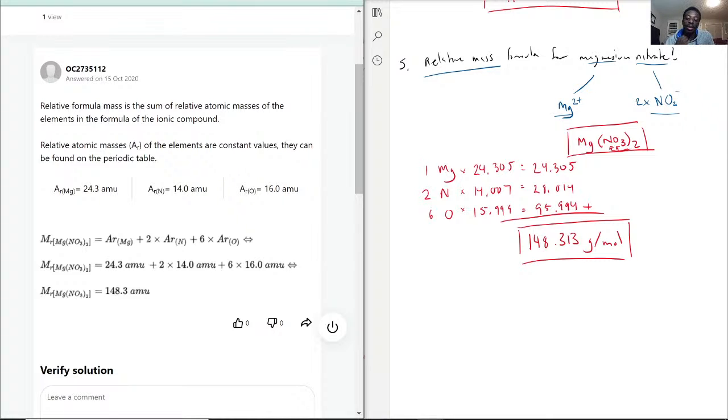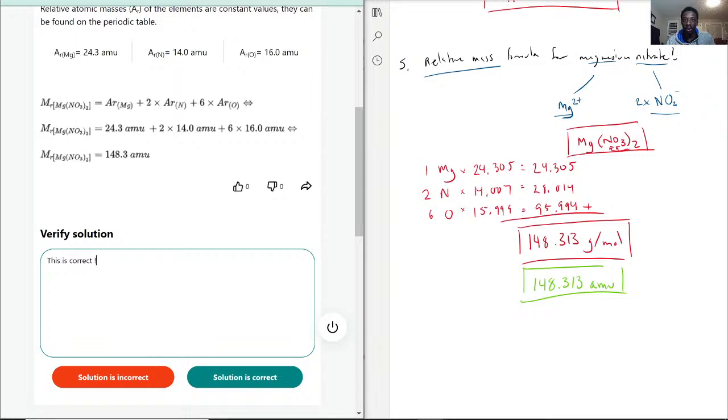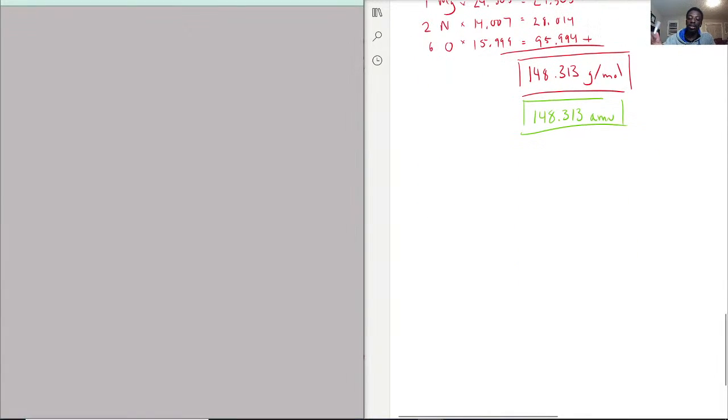I prefer to keep it in grams per mole, just because that's usually what they're asking for as the molecular mass. But for this question, just to keep it similar, 148.313 atomic mass units also works in this case, because either way we know that it's the relative mass, since we don't know exactly which isotopes are being used. So that's why we usually generalize with the relative mass, aka the molar mass. And now question number 6.